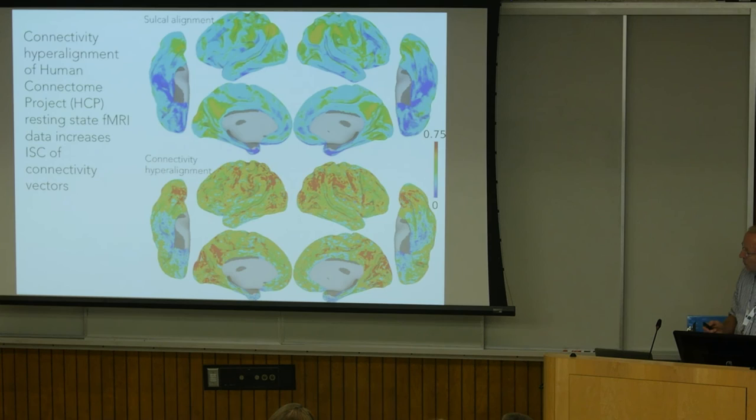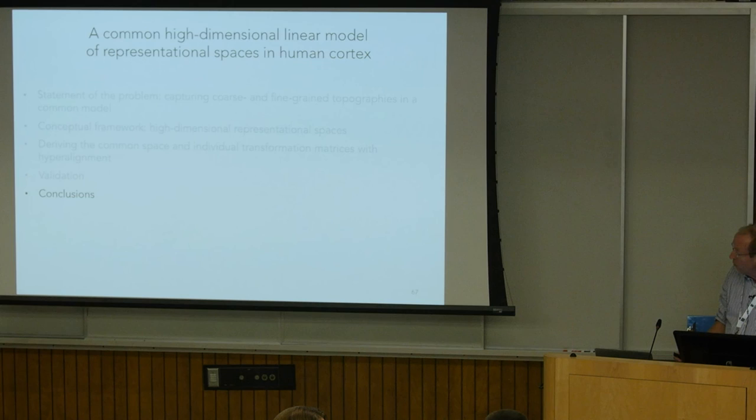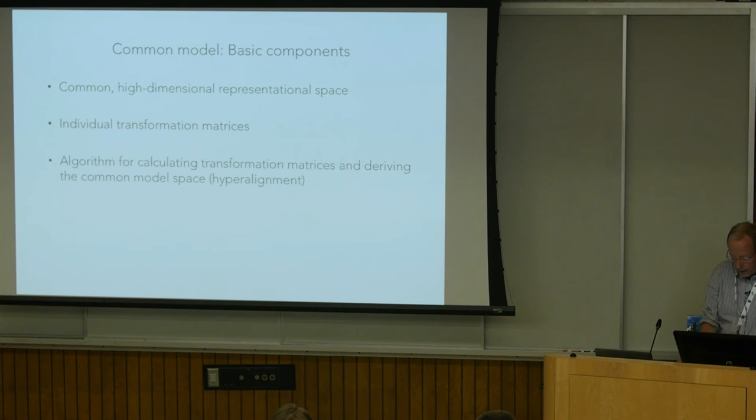Okay, so let me make a few conclusions. This is a big complicated thing, and there are two papers out now. Swaroop's paper, Guntupalli et al., came out in Cerebral Cortex this year, and the first paper came out in Neuron 5 years ago. So it takes a while to wrap your head around it. Just to give you the main anchors to help you get started understanding it, the basic components are, first, the common high-dimensional representational space. The second is individual transformation matrices that allow the data from an individual voxel space that's idiosyncratic into the common model space, and the reverse, projecting data from the common model space back into individual spaces. And the algorithm for calculating these transformation matrices and deriving the common model space is called hyperalignment.